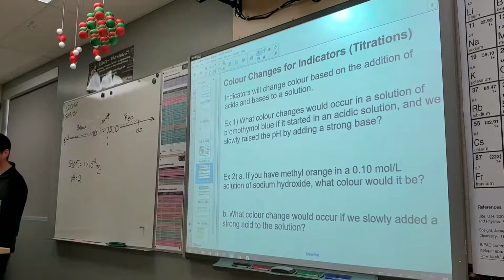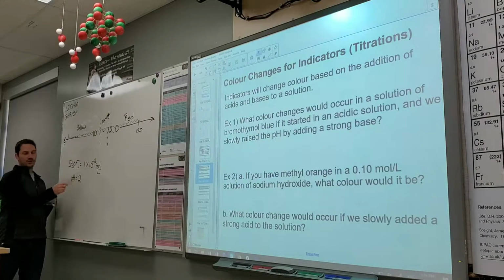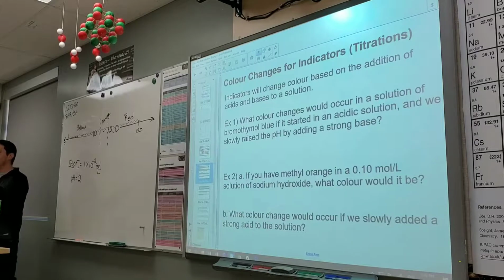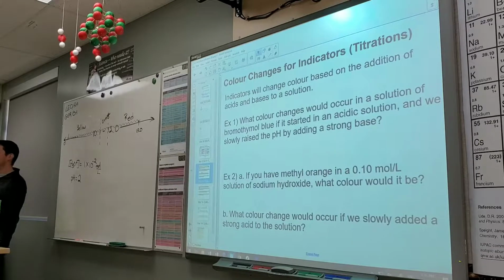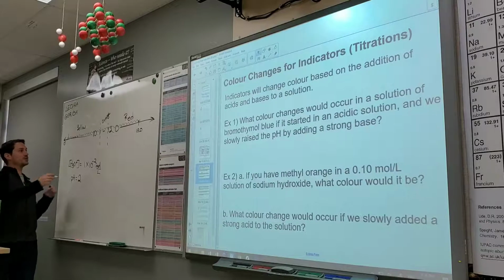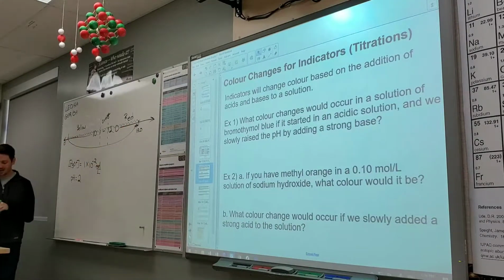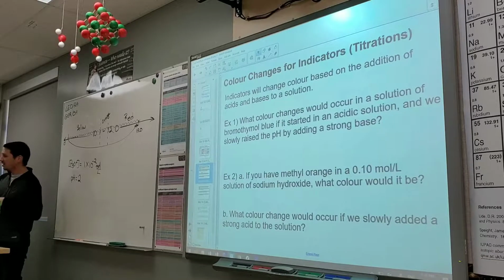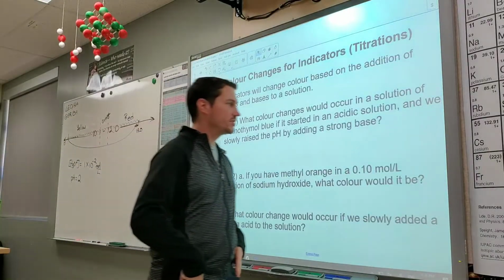What would happen if I took an entire bottle of the sodium hydroxide, and instead of adding it slowly, I just dumped the whole bottle in right away? What color change would I see? I would go straight from yellow, because it's a really drastic, quick color change, straight to red. You would not see hardly any orange in there. Does that make sense? Okay, so that's the idea behind these color changes.